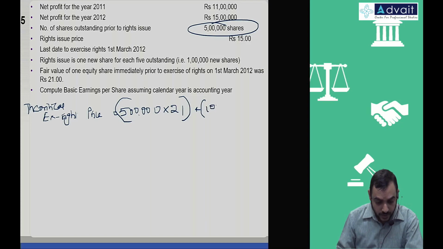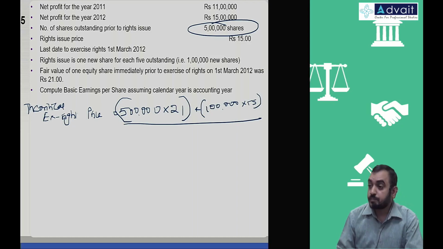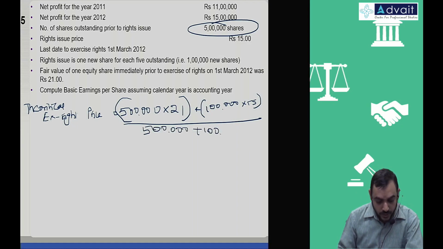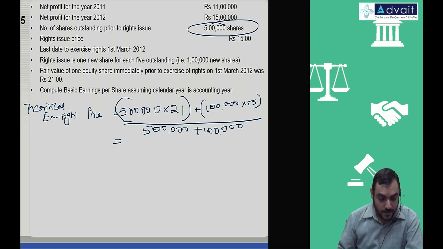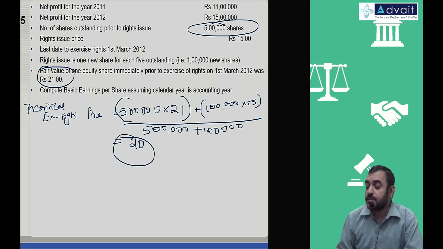1 lakh. That is 1 lakh into 15 rupees, divided by the total number of shares, which is 5 lakh plus 1 lakh. So simplify it and tell me what you get. 5 lakh into 21 plus 1 lakh into 15, by 5 lakh plus 1 lakh. You get 20 rupees. So 21 rupees has become 20 rupees.